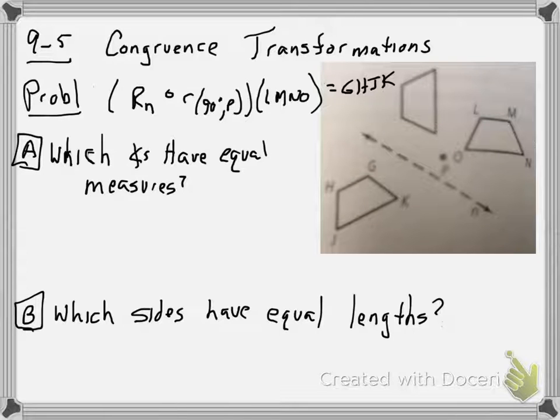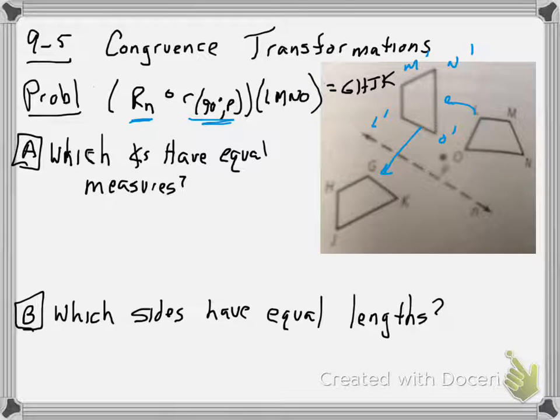9.5 is congruence transformations, and problem one, we have a reflection over n following a rotation of 90 degrees about point P of LMNO. Okay, and they're telling you that that equals, so we're going to rotate first to here and then a reflection to here. So which angles have equal measures? If I rotate it first, if I label these, this is L prime, this is M prime, this is N prime, and this is O prime. And that helps me to see a reflection, again, flips over that line.